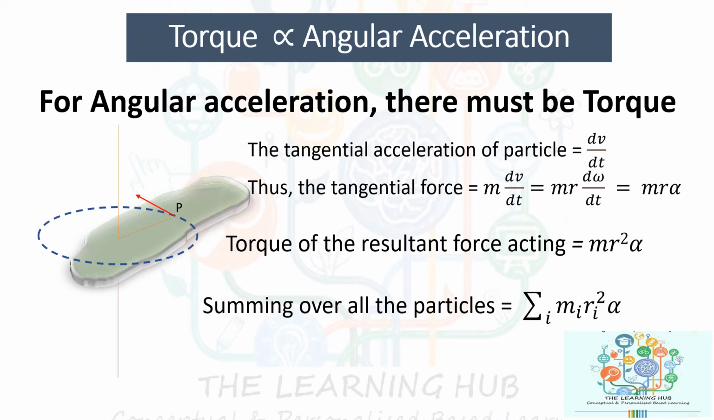And when we sum over all the particles, it becomes the moment of inertia times alpha. Here you can see that torque is equal to moment of inertia times the angular acceleration. So this gives a clear indication that torque is directly proportional to the angular acceleration.